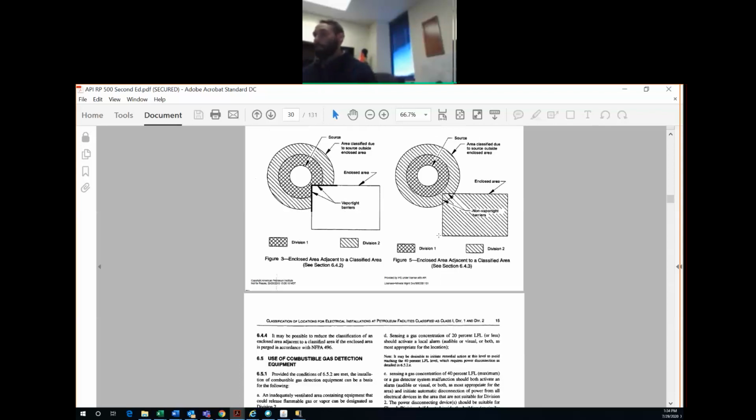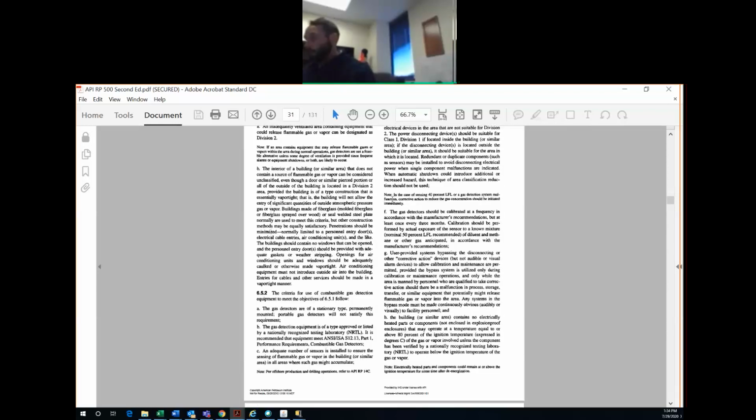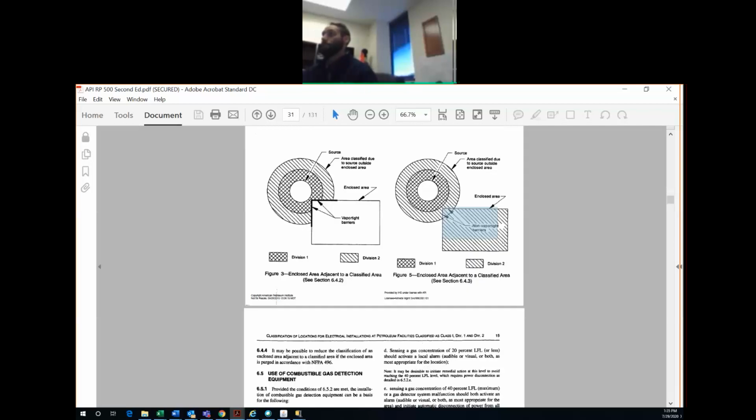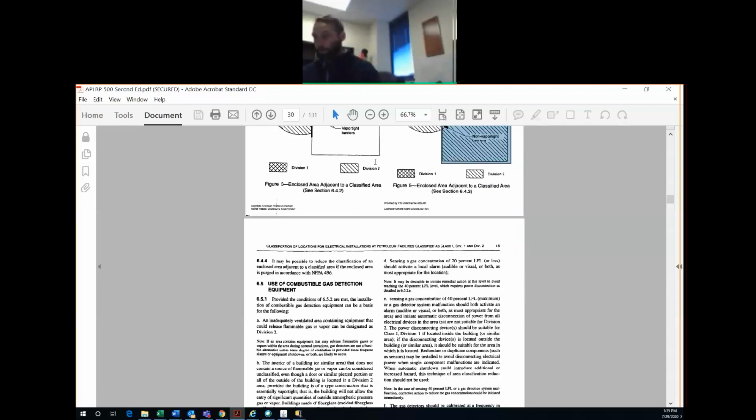API 500 is giving you some relief. They're saying, look, if you install a gas detector and it meets this criteria, then you don't have to classify this whole section as Division 2. You can just keep it as unclassified. So you put some gas detectors in your building, the building becomes unclassified, and you just follow the rules. So what are the rules?